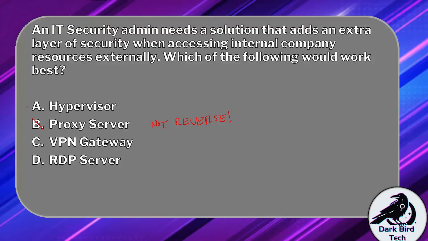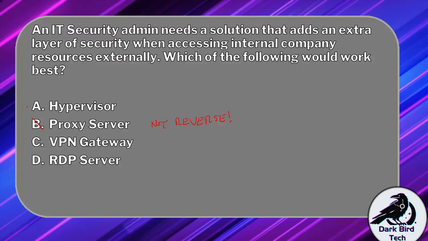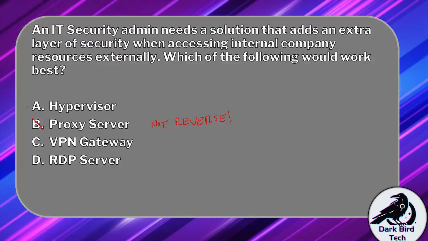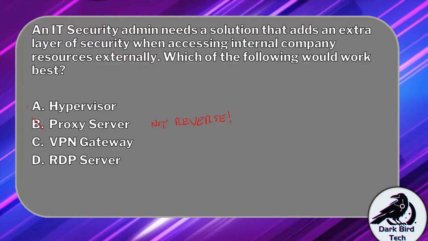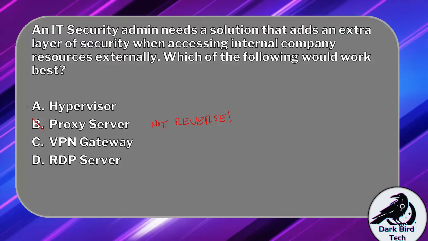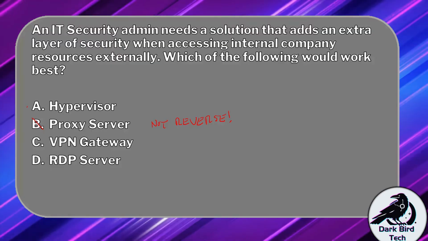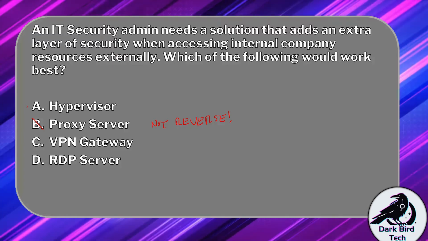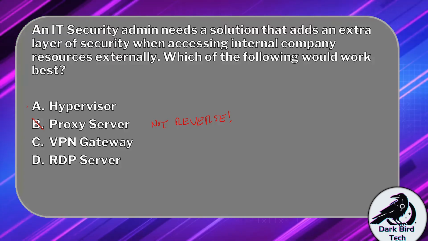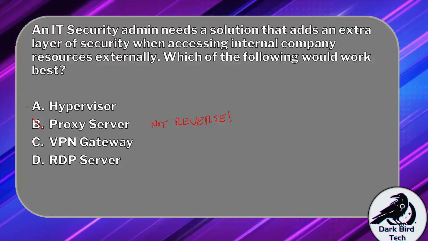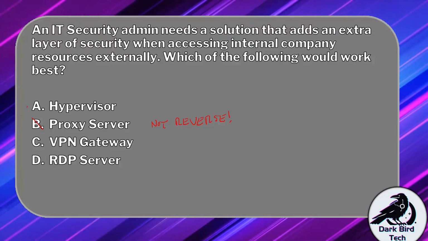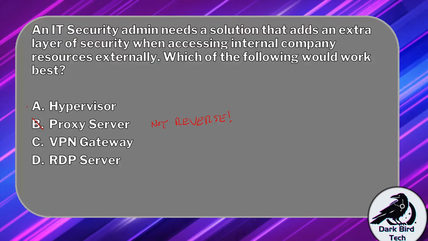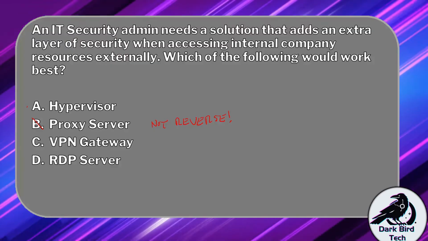A VPN gateway does sound good. I would like to assume that if they're looking at adding extra security to their external users accessing resources remotely, that they're already using a VPN. So that is a fairly logical assumption. I don't like making too many assumptions, and you should be careful about it, but it does feel like a good one. And then we've got an RDP server. And yes, that could be used as a jump box.